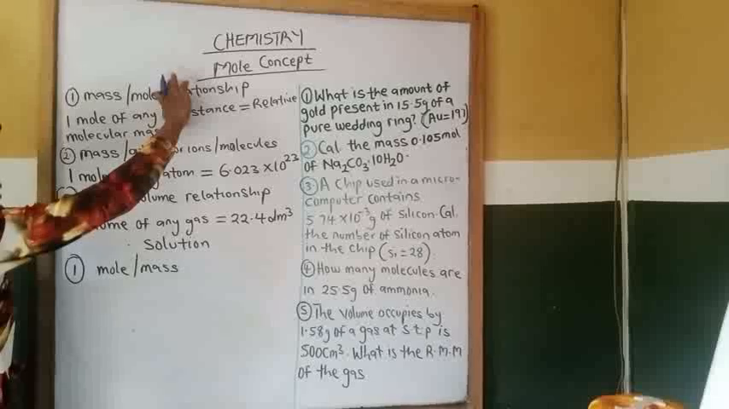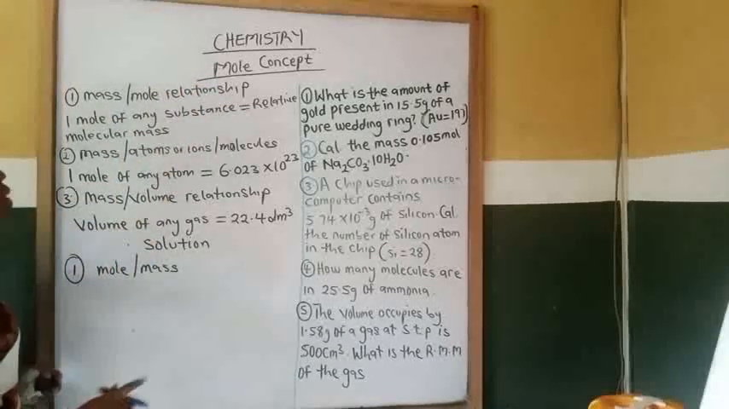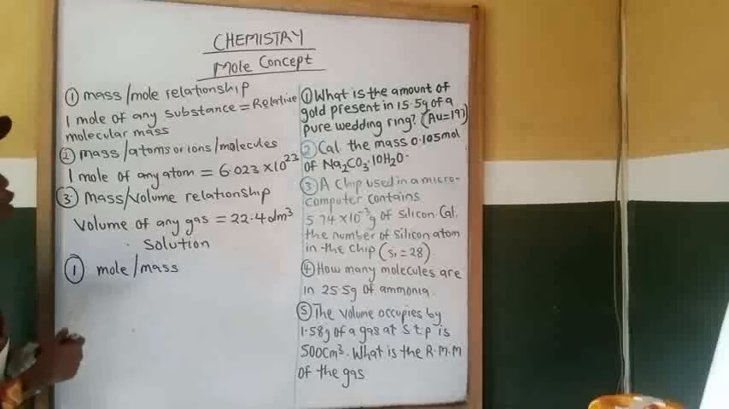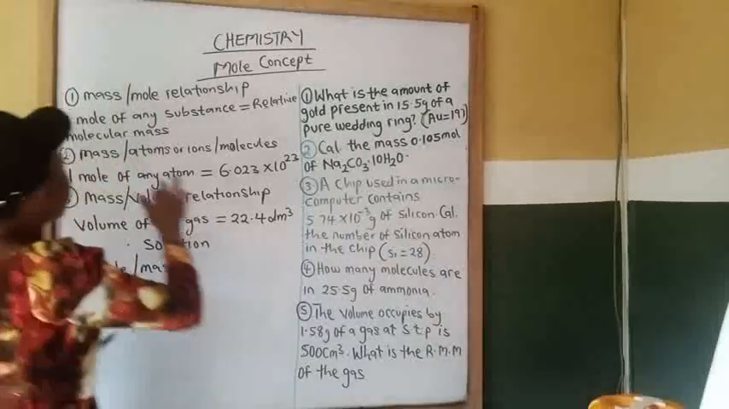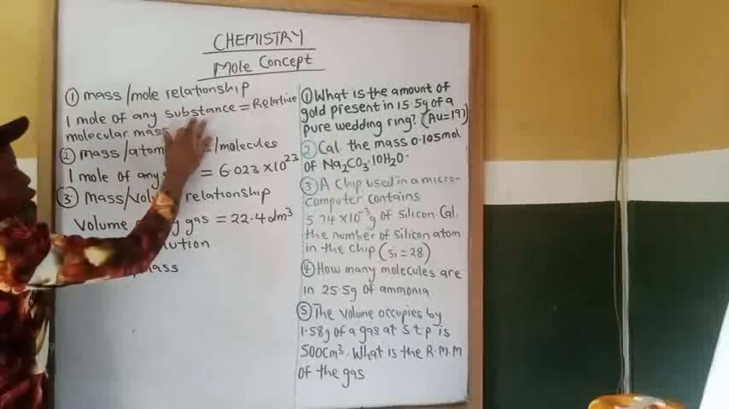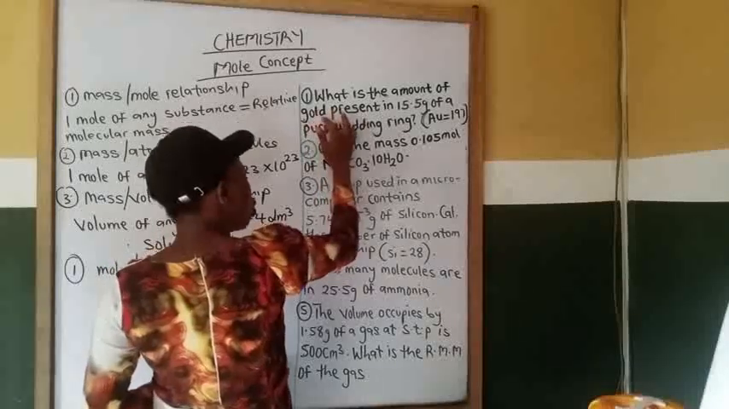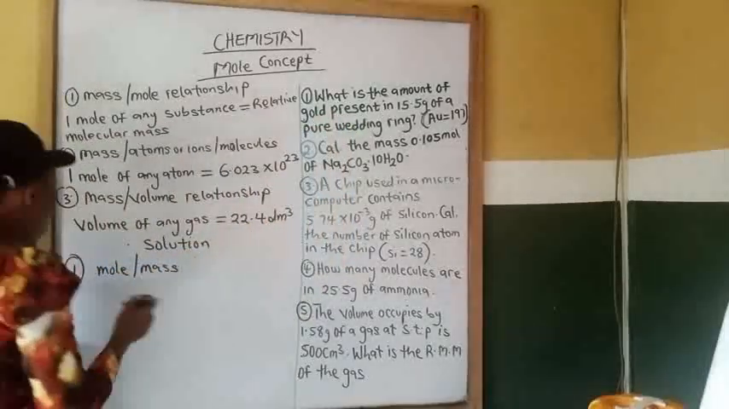So which tip will be suitable? We use the first tip, which is the mass mole relationship. So what's the first thing we are going to write? The first step is to write 1 mole of the substance. So which substance are they talking about? That is gold. So our substance is gold.